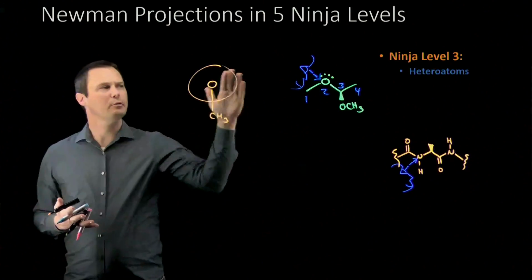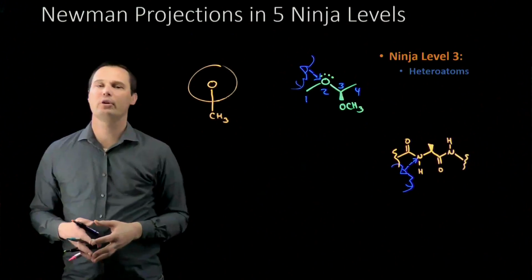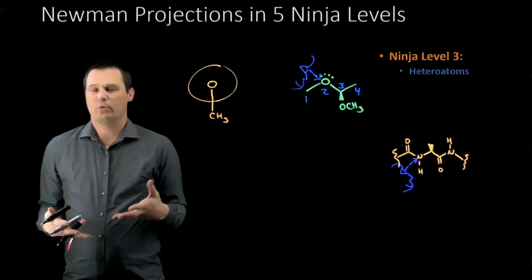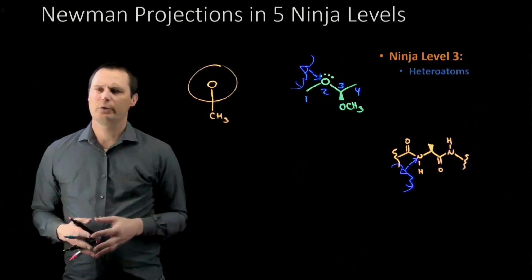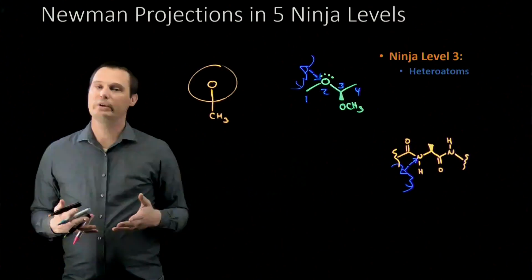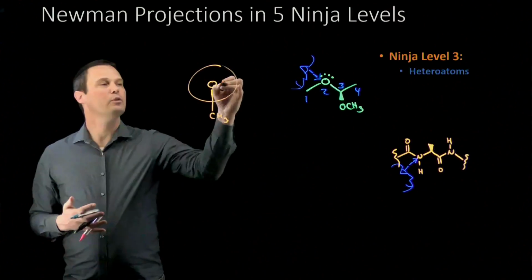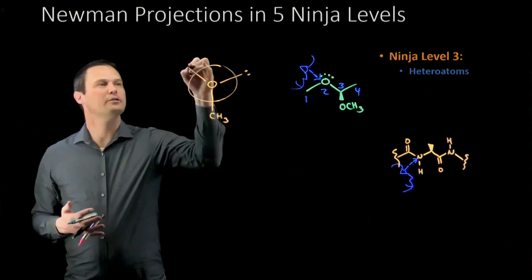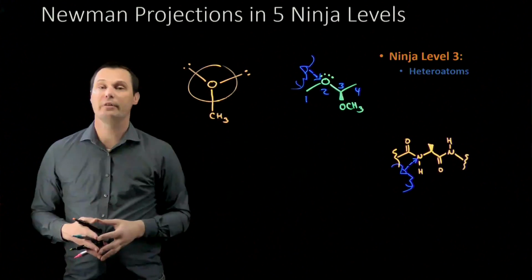So one of those lone pairs will be pointed towards you as the viewer, the other lone pair will be pointed away from you as a viewer, almost as if those lone pairs were on wedges and dashes, though we would never really draw wedges and dashes for them. But when we have a heteroatom as part of our Newman projection, we do still show those lone pairs. One would be off to the right, and one would be off to the left. Yeah, that looks a little bit weird, but this is how we would draw this for a Newman projection.